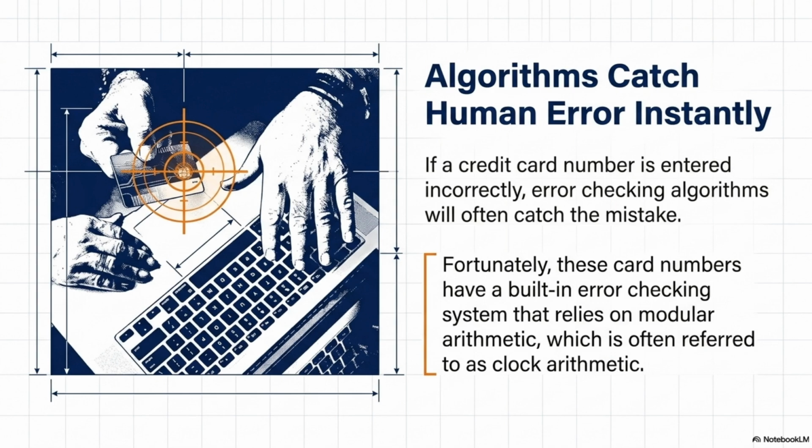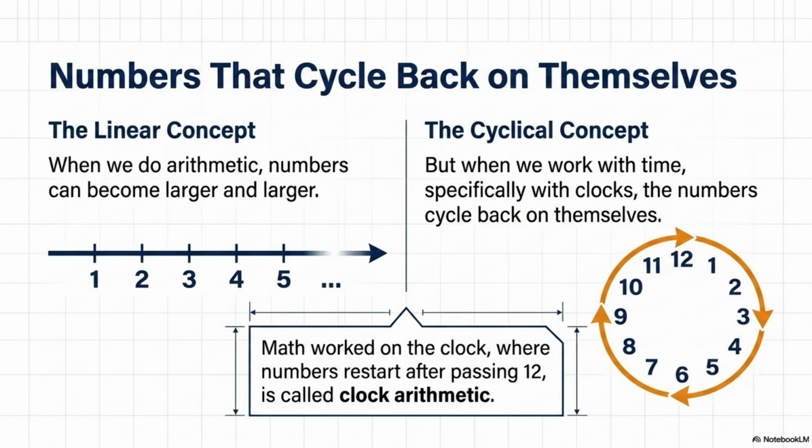To understand that connection, we have to temporarily change how we think about counting. Normally when we do arithmetic, numbers just stretch off infinitely in a straight line. But in clock arithmetic, the numbers cycle back on themselves. It basically revolves entirely around the number 12. So if it's 11 a.m. and someone says, I'll see you in 4 hours, I don't say I'll see them at 15 a.m. I just automatically know it's 3 p.m. Exactly. You already do this naturally. Section 3.7 formalizes this as modulo 12 arithmetic.